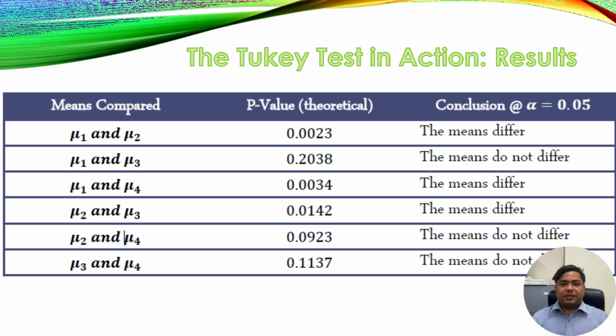So the Tukey test helps us identify exactly where the differences are. In simple words, some group pairs are significantly different, but not all pairs are different.